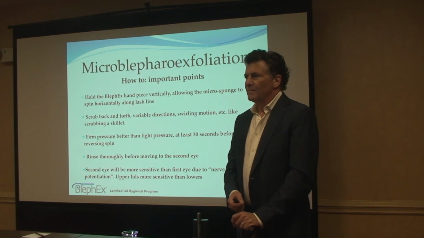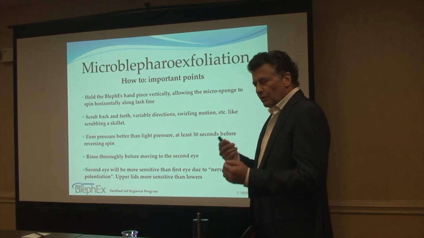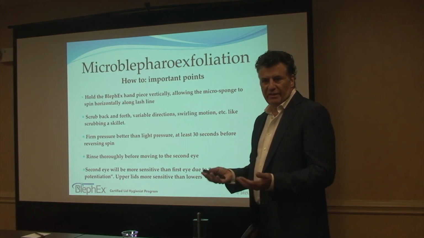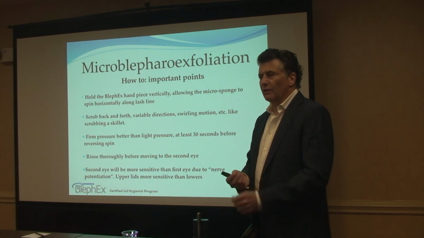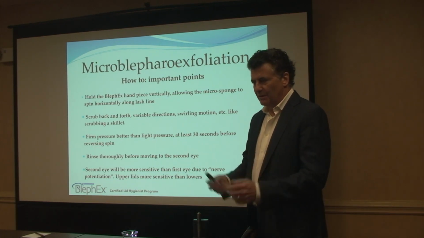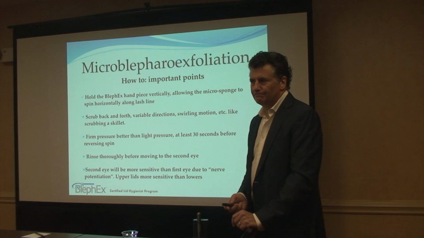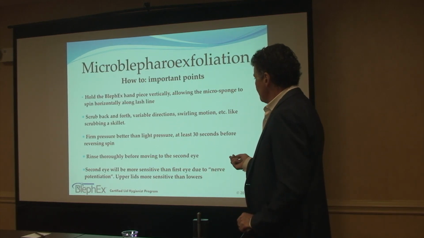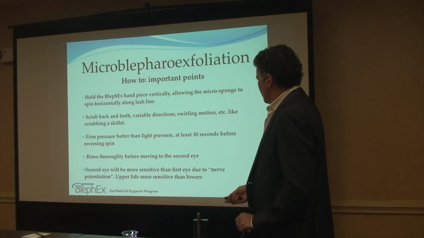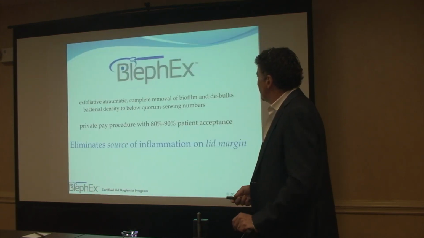Do you numb the patient first? Yeah, you put some numbing drops in. But the little sponge we spin is PVA, polyvinyl alcohol, very soft. When it gets wet, dripping wet, you can't do any damage with that thing. None. So firm pressure, and then you do a little bit of a rinse and you go to the second eye.